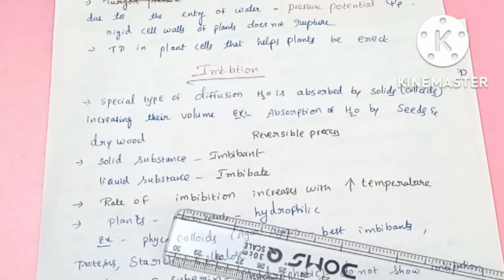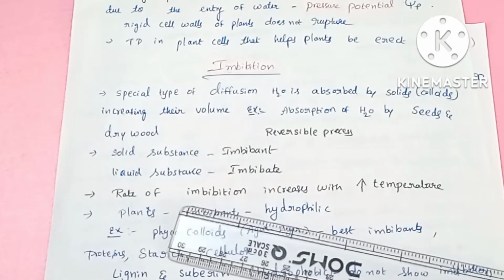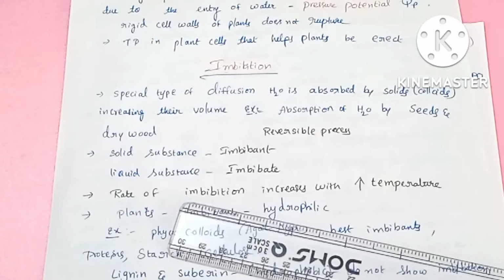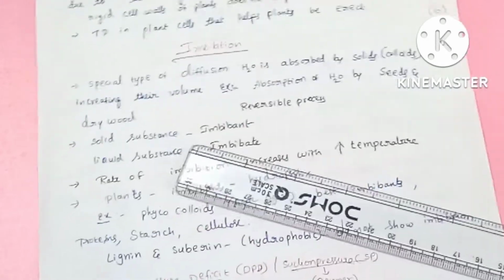An example of imbibition is when we soak seeds in water. After some time, the size of the seeds increases as they absorb the water. That is one type of imbibition. And if we keep dry wood in water, the dry wood will absorb the water and its volume also increases. This is also an example of imbibition. And imbibition is a reversible process. When we keep them away from the water, they lose the water and come back to the normal position.